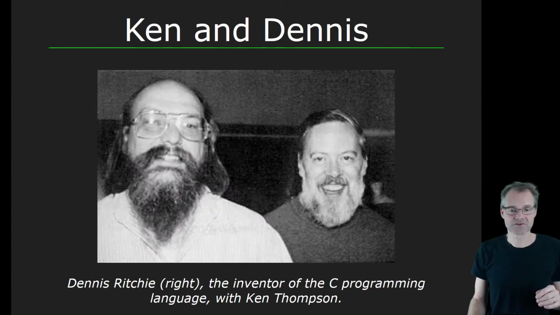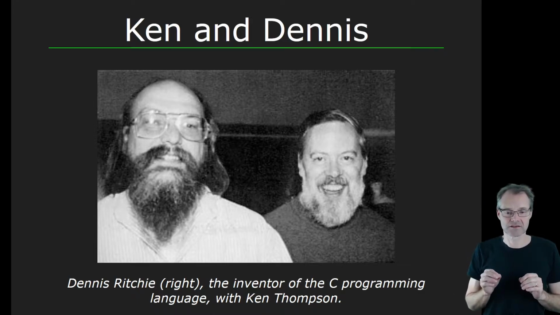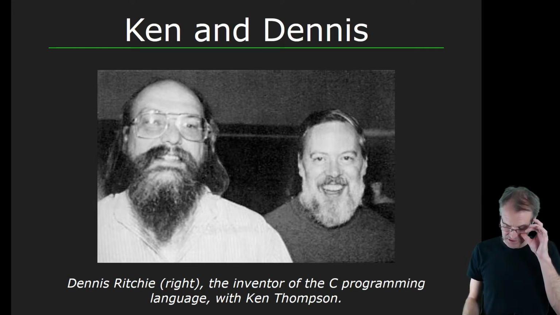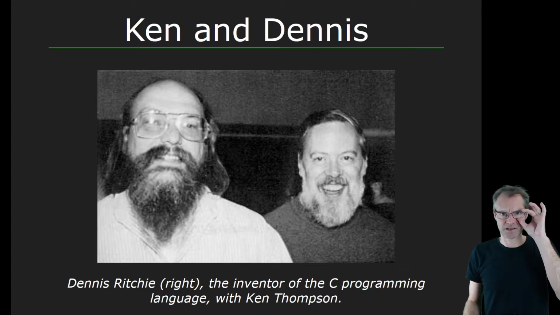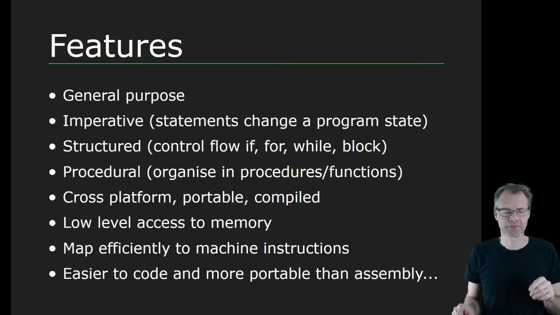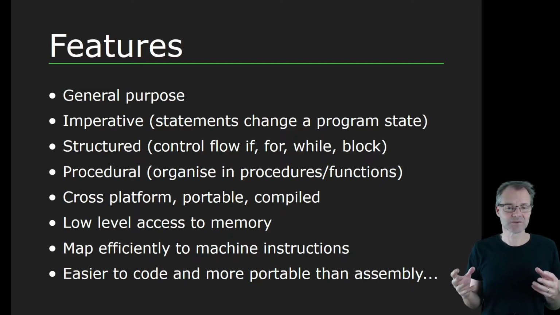Here we have Dennis Ritchie and Ken Thompson, the guys who created the C programming language. Ken and Dennis, just a fun fact, this is how they looked. Unix people and C people. Yeah. Just a fun fact.